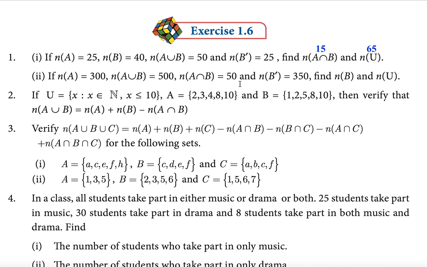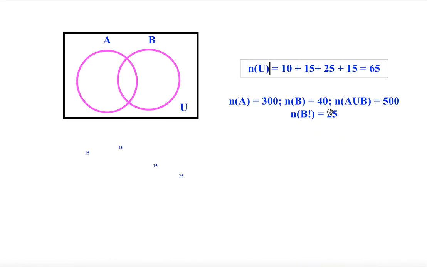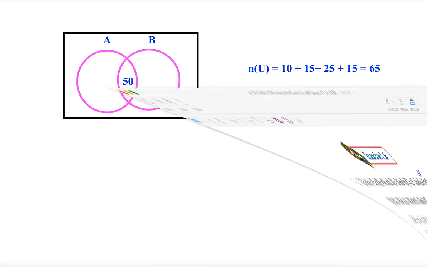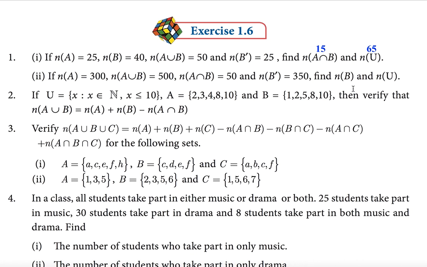Intersection B is 50. B dash is 350. B dash is 350. This is 350. So intersection is 50. So there you can directly write the number, right? 50. So we don't require these numbers anymore. Okay, that is 50. What else I'm talking about? What you need to find? N of B? B is given. What you need to find? N of B. Oh, N of B is not given.